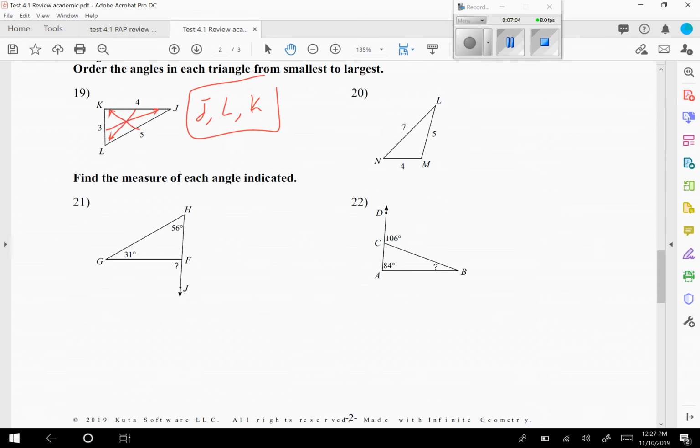Find the measure of each angle indicated. Okay, they're asking us to find the outside one here. So remember, the 2 on the inside, you add them and it's equal to the 1 on the outside. So I would do 31 plus 56 equals question mark. And so on this one, all I have to do is add them. So do 31 plus 56 and you get 87. So this guy is 87.